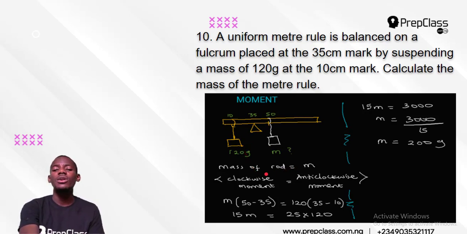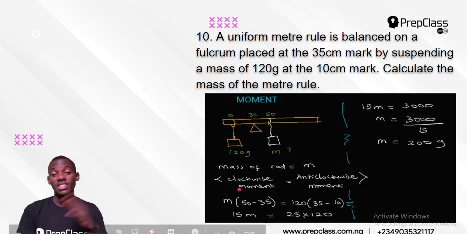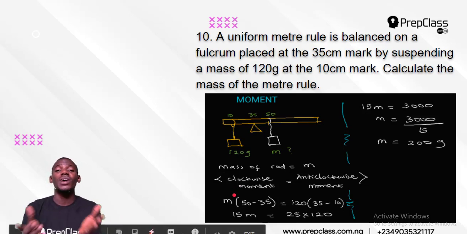Now, there's a law of moment that says clockwise moment equals anti-clockwise moment. Clockwise moment equals anti-clockwise moment. So my clockwise is the first one here, this way. Actually, you can use any one as your clockwise. So I'm starting from here.